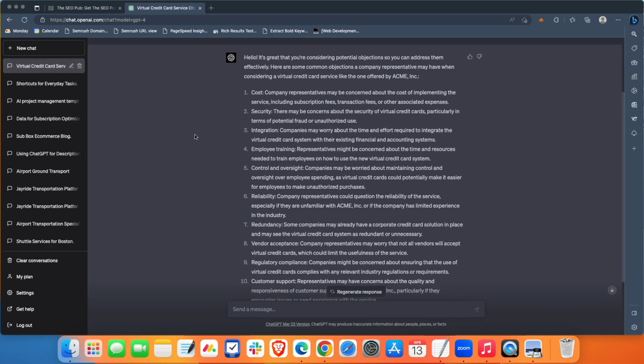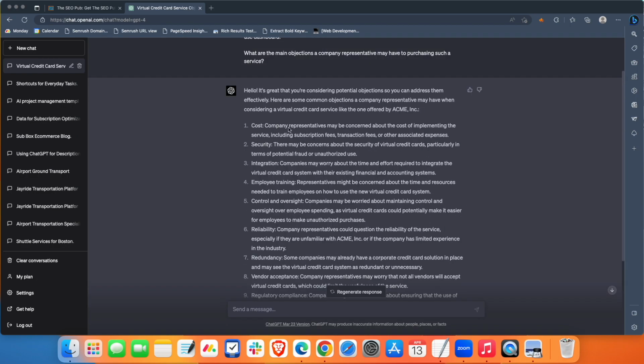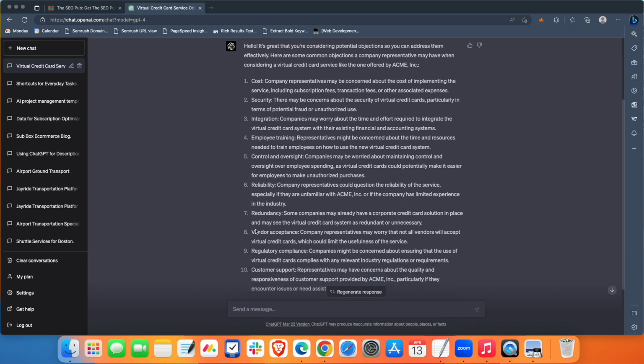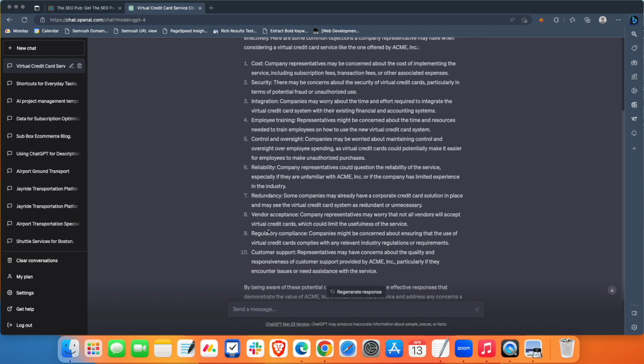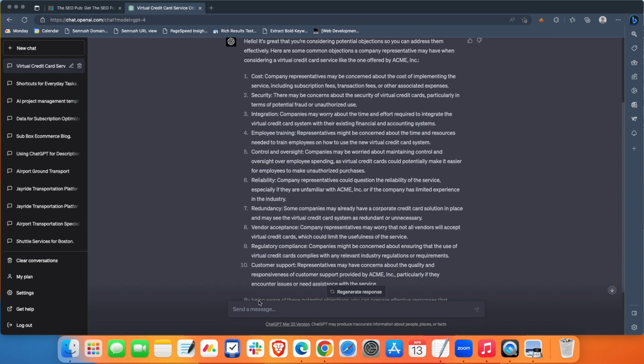Okay, so ChatGPT came up with these 10 potential objections: cost, security, integration, employee training, control and oversight, reliability, redundancy, vendor acceptance, regulatory compliance, and customer support. So what we're going to do is just drill down on one of these for this example, but normally I would go through all 10 of these.